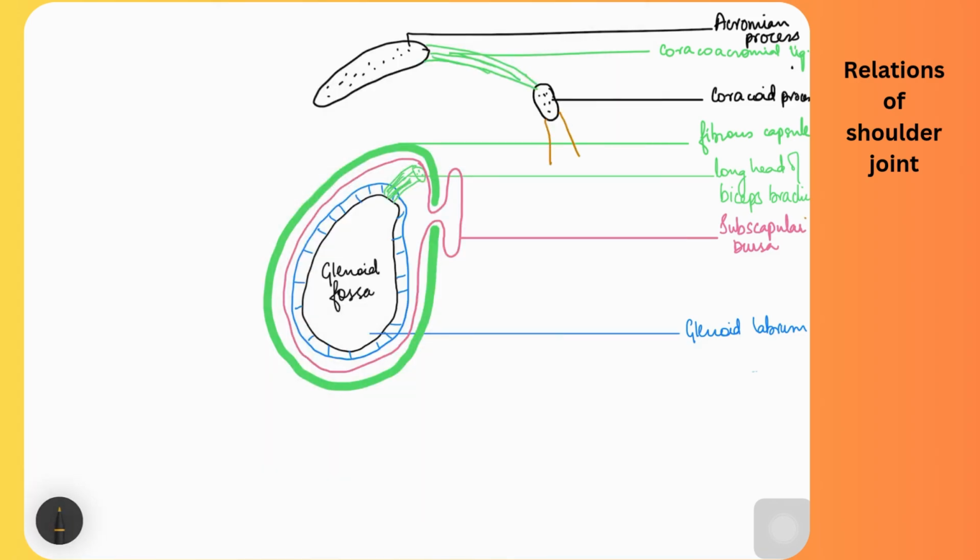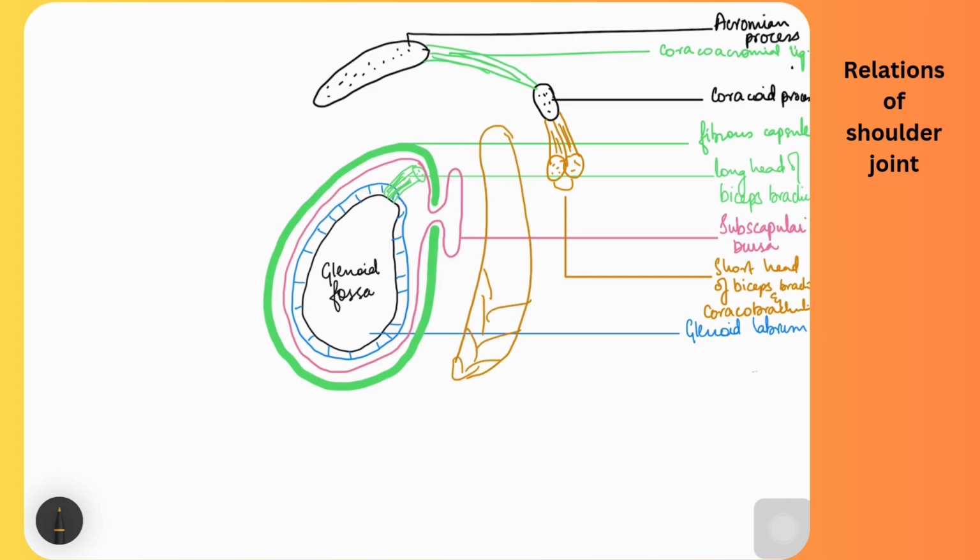Now, drawing the muscles. From the coracoid process, we draw two muscles, which are the short head of biceps brachii and the coracobrachialis muscle. There is another muscle which is attached to the coracoid process, mentioned in the comment.